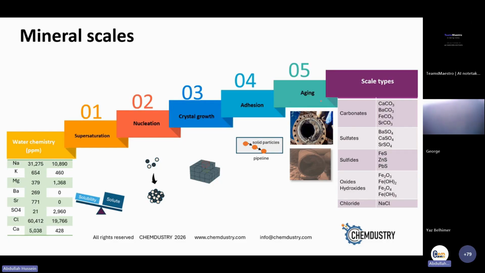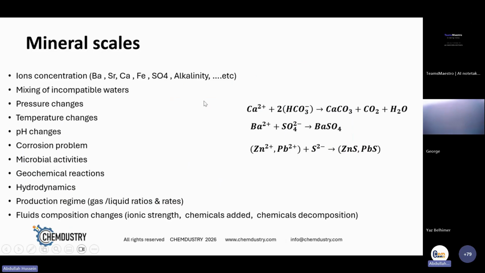What types of scales do we expect in oil and gas systems? We have carbonates, sulfates, sulfides, oxides, hydroxides, and chlorides. And that's not everything, because some of these will have polymorphs or phases. So you might end up with actually tens of these types of scales that usually form in oil and gas systems. Some of them will have different characteristics, different features, different methods for mitigation as well, which makes the problem very complex. What are the factors that impact the scale formation?